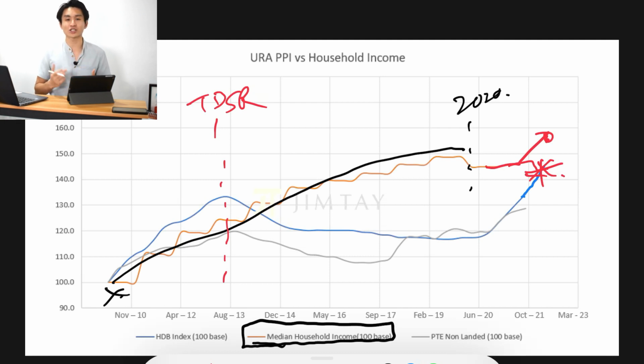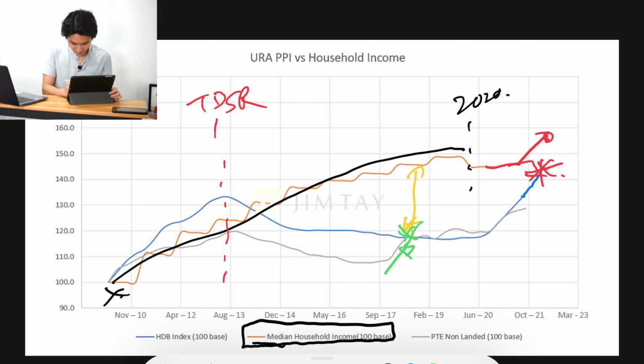So I think this is a good chart to see the affordability, and what our government doesn't want is really for incomes not to be growing, and yet the price index is still growing. As you have seen previously, the gap between our income growth and the property growth is still something very reasonable and acceptable to our Singapore government.